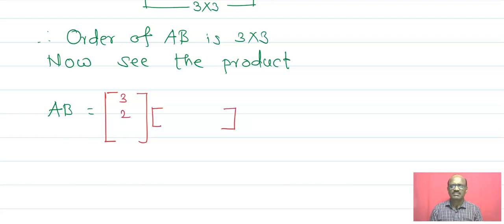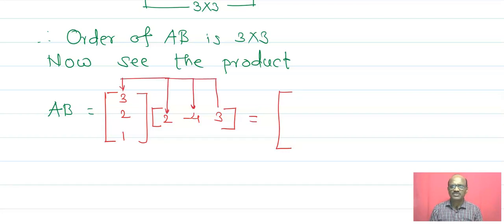One matrix is the column matrix and another matrix is the row matrix. Now 3 is multiplied with 2, minus 4, and 3, and that will be the first row of the new matrix. 3 into 2 is 6, 3 into minus 4 is minus 12, and 3 into 3 is 9. It is written next.